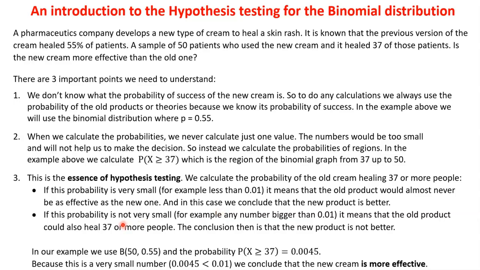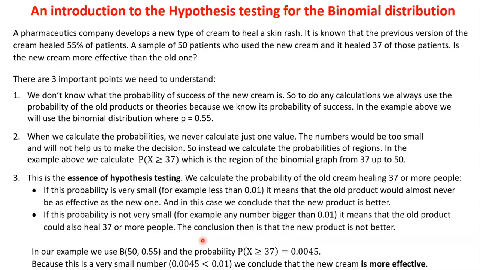If the probability of the old cream healing 37 people is not very small, so any number bigger than 0.01, 5% or 10%, it means that the probability of the old product healing 37 or more people is not small. And in this case, the conclusion is that the new product is actually not better. If you need to read it a couple of times to really understand it, you can pause the video and read it a couple of times.